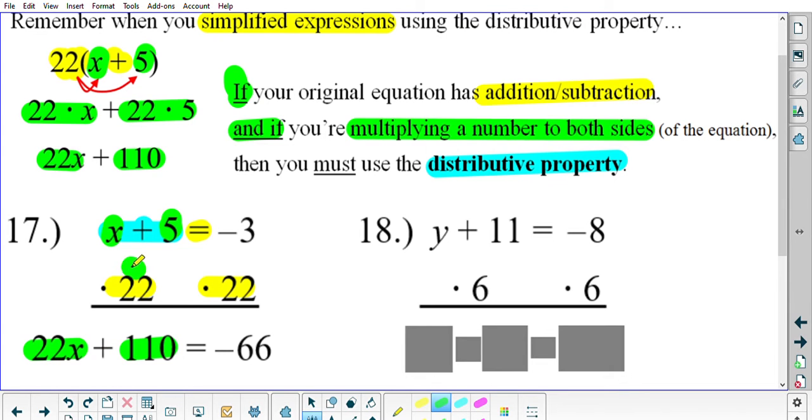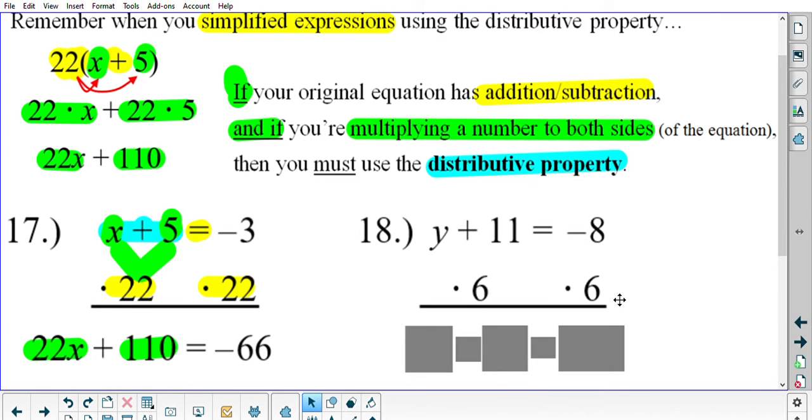The 22 got multiplied to both the x and to the 5. That's the distributive property. Even though you did not see parentheses around the x plus 5, this is still the situation where the distributive property must be used. And then, of course, the right-hand side, negative 3 times 22, gives me negative 66.